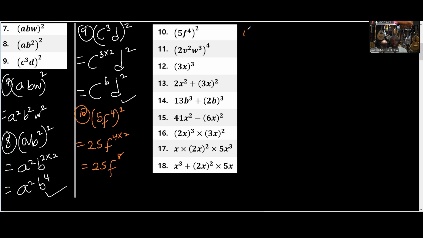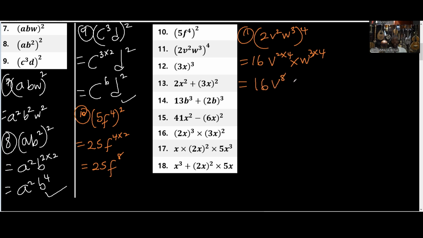And number 11, we have 2v squared w cubed, all raised to power 4. 2 raised to power 4 is 16. V squared is going to have another power 4, so 2 times 4. Then w cubed also times 4. This will be 16v raised to power 8 times w raised to power 12. Finally, 16v raised to power 8 w raised to power 12.